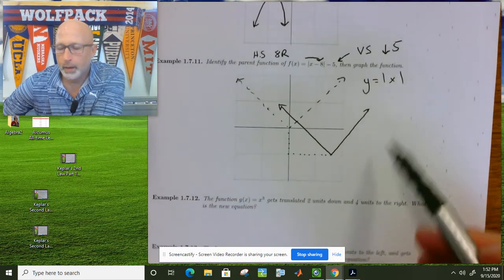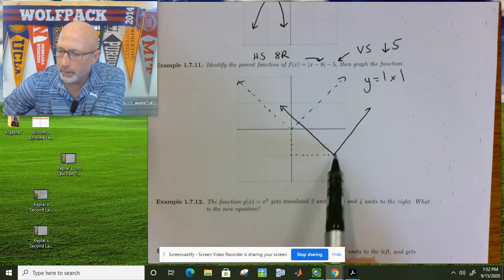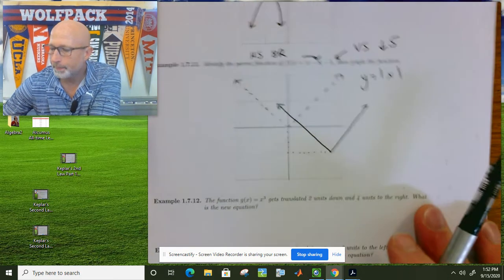Okay, so that's what that graph is going to look like. The dotted line is the parent function. The translation of it gives you that.